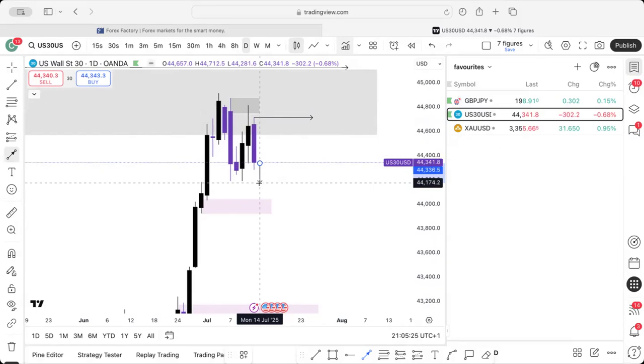It's not impossible that it would happen, but the odds are a lot less likely for it to take out the high on the daily candle and then come down. So I'd prefer if we just see some sort of a pullback and then the candle to flip bearish and continue.